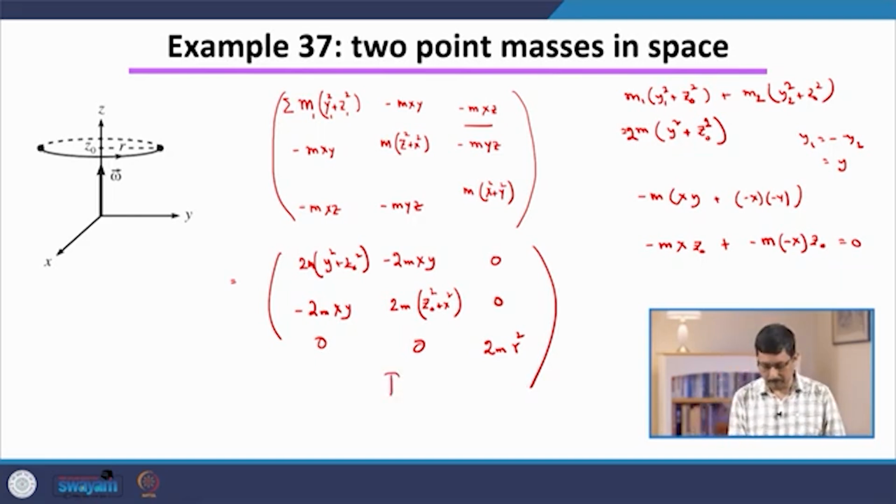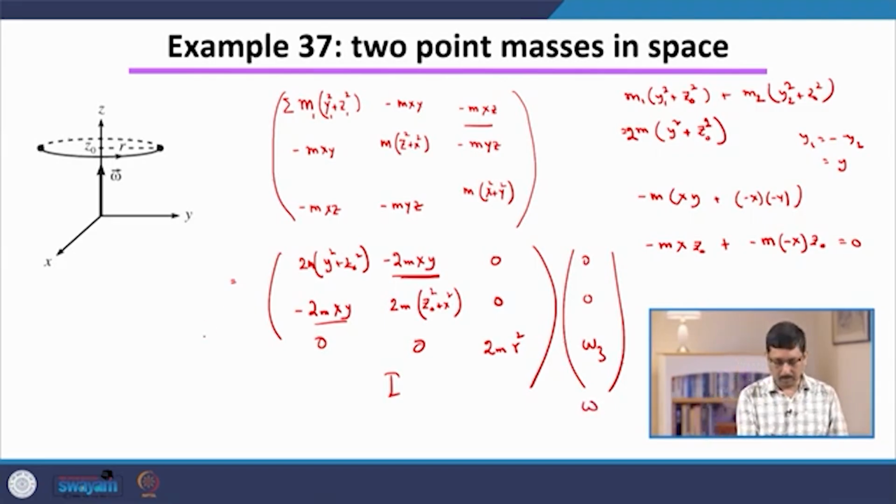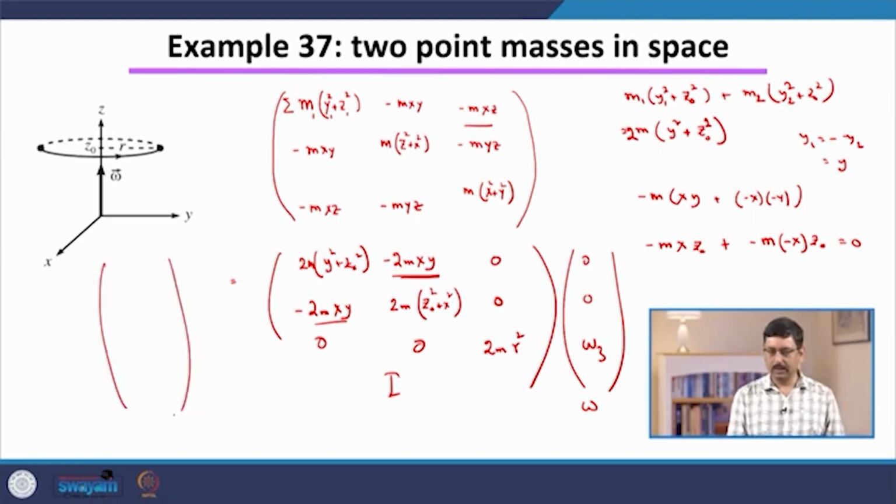the moment of inertia matrix, and it shows that the terms containing z are 0, but the terms containing x y are non-zero. Now, if we multiply by the omega, what is our L matrix? Let us notice this. The first component is now 0, the second component is also 0, and the third component is 2 m r square omega 3.